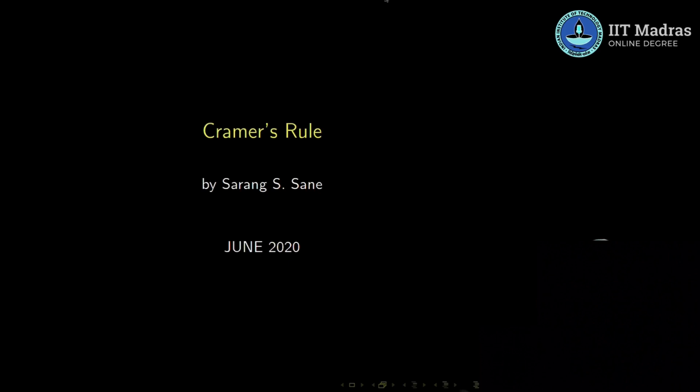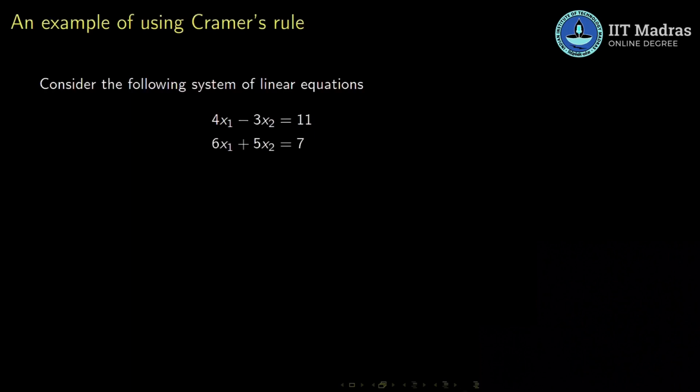In today's video, we are going to look at Cramer's rule, which employs the determinant in order to find the solutions of a system of linear equations when the coefficient matrix is invertible. Let's go on and do an example. So, let's look at this linear system: 4x1 minus 3x2 is 11 and 6x1 plus 5x2 is 7.